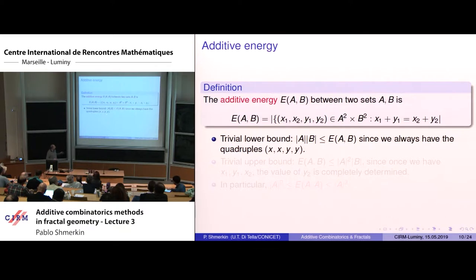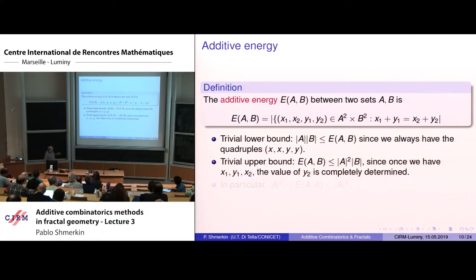Well, the diagonal is certainly there, so I'm allowing x1 to be equal to x2 and y1 to be equal to y2. If you count the diagonal, we see that this is at least the product of the sizes of A and B. So it's a trivial lower bound, and there is also a trivial upper bound, because once x1, y1, and x2 are given, there is only one possibility for y2. So the additive energy is at most the size of A squared times the size of B, and of course the same with switching A and B. In particular, if A is equal to B, the additive energy ranges from the size of A squared to the size of A cubed.